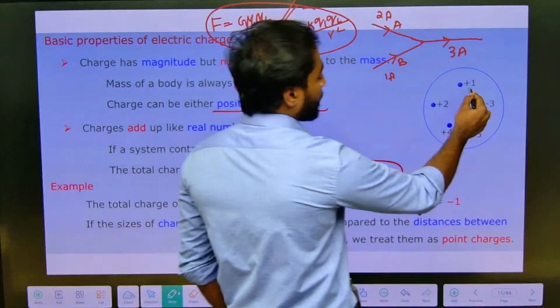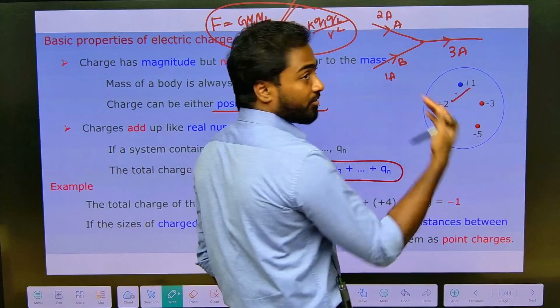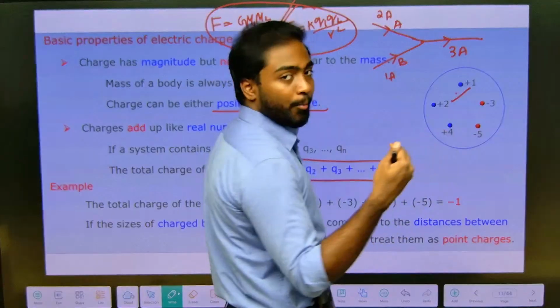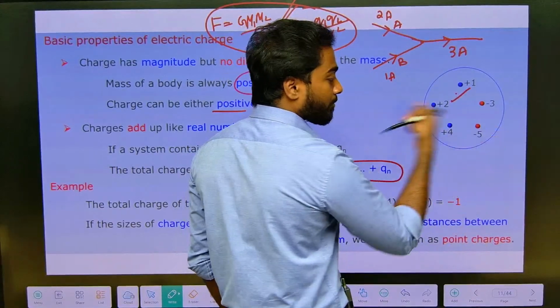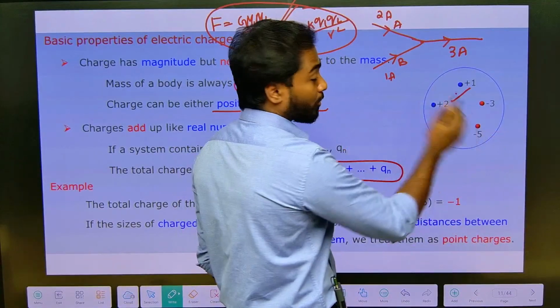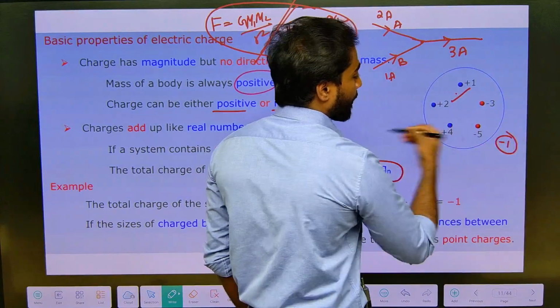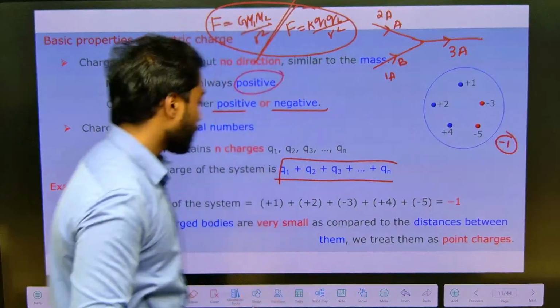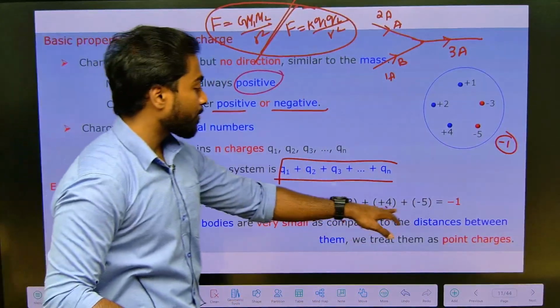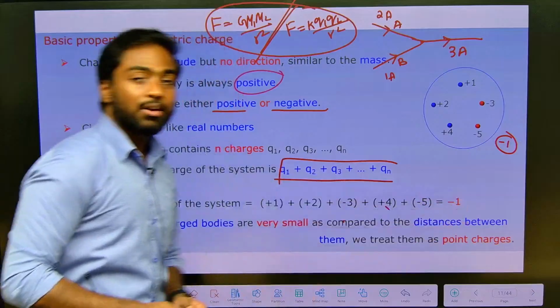So 1 plus 2, that is 3, 3 plus 4, how much? 7. 7 minus 5 is 2, and 2 minus 3 is minus 1. So minus 1 is the answer for this system, right? No. So plus 1 plus 2 minus 3 plus 4 minus 1 minus 5, which gives minus 1.